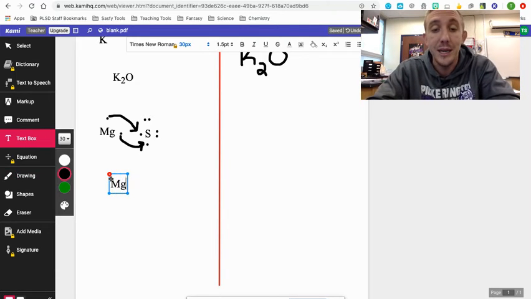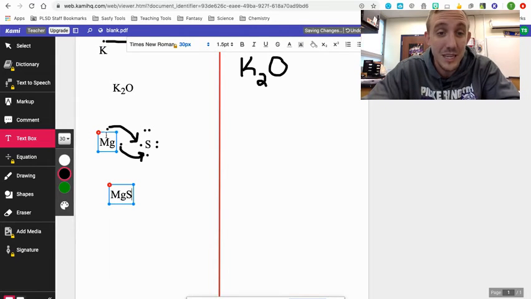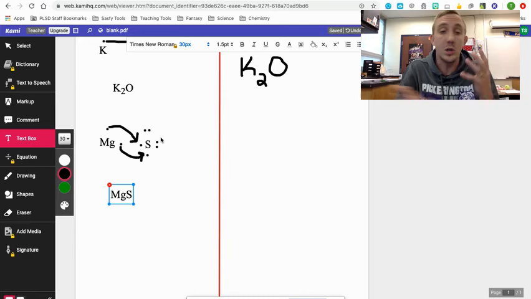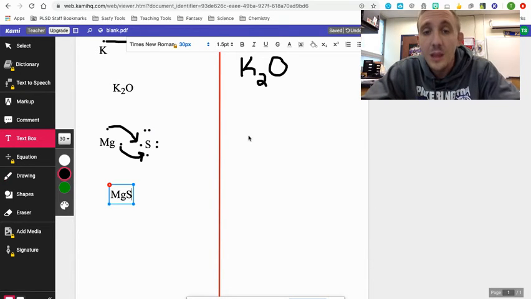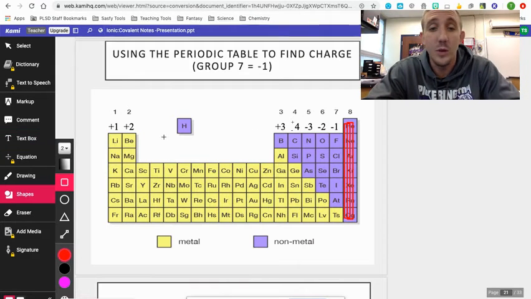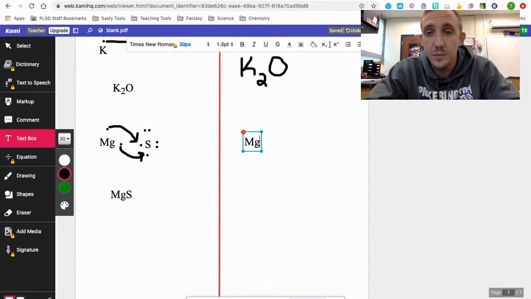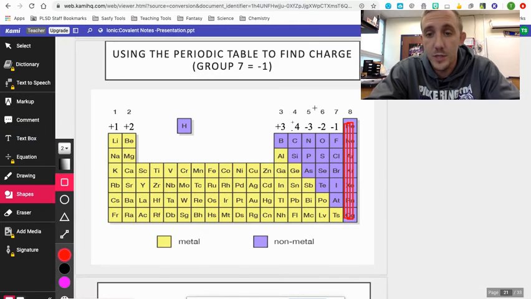Okay, so it becomes MgS. Okay, so that is my formula because magnesium's given 2, sulfur has taken 2. It's worked out perfect. So I only have 1 magnesium per 1 sulfur. Well, let's go ahead and use the charges. Okay, so magnesium, well, if we look, magnesium's in group 2, so its charge is +2. Okay, and if we compare it to sulfur, sulfur is in group 6, so it's -2.